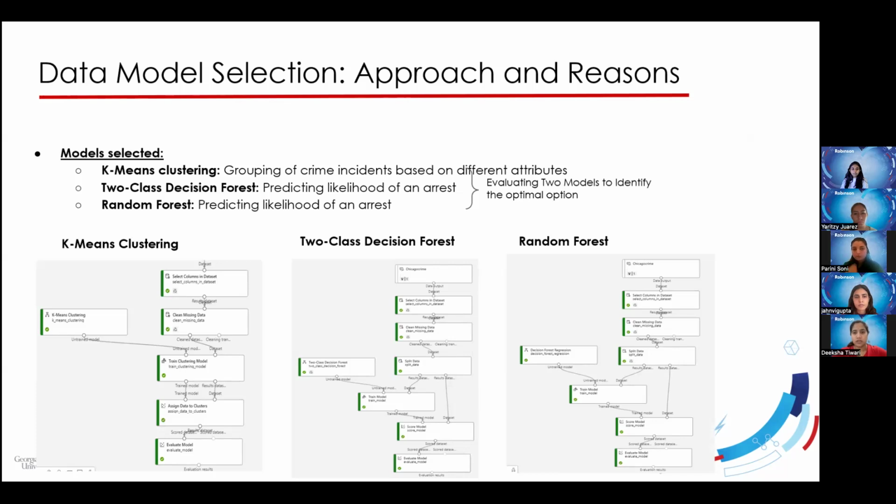The types of model approach and the reason we have used are k-means clustering, two-class decision forest, and random forest. K-means clustering because it helps in identifying the patterns or hotspots, like grouping and identifying the hotspots and patterns. Two-class decision forest to predict the likelihood of the arrest by analyzing past crimes. And random forest for the same purpose, and we have done the comparison between the latter two models.